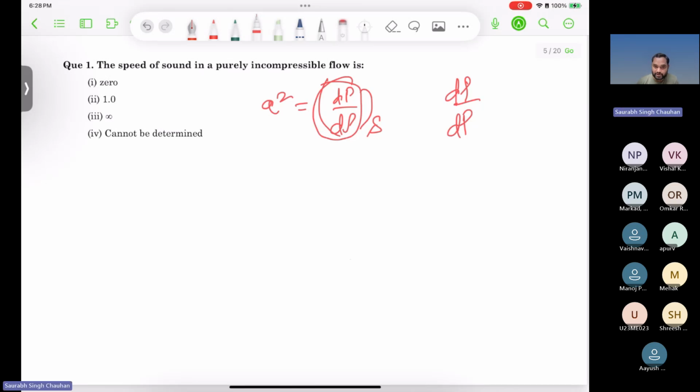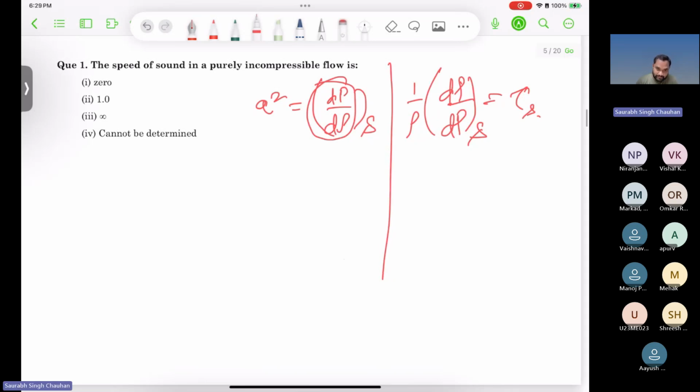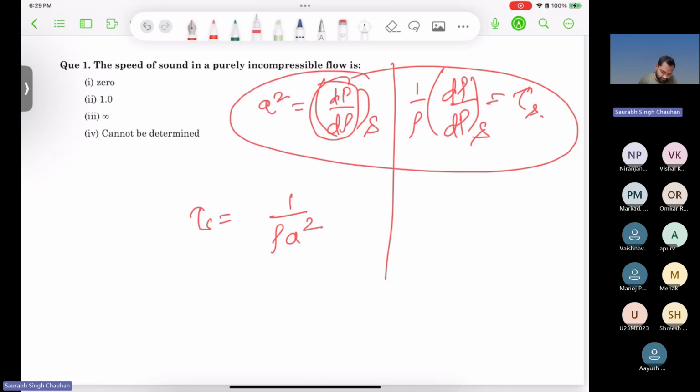So this d rho by dp, what is it? It represents the change in density when you change the pressure. So it is related to your compressibility, right? If you divide it by rho, you get the compressibility. This is how you define the compressibility. So you can write compressibility in terms of speed of sound as Ts is equal to 1 by rho a square, right? From these two equations, correct?